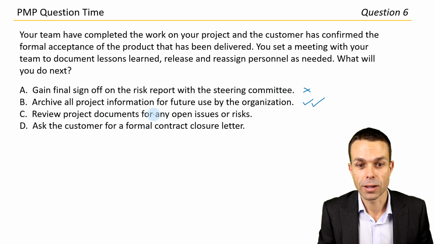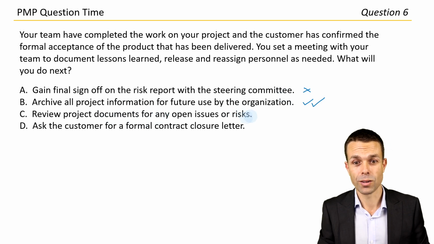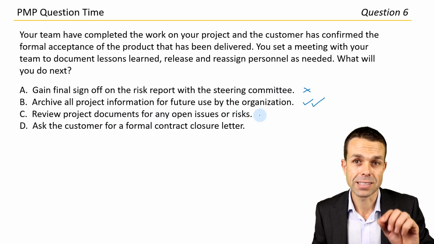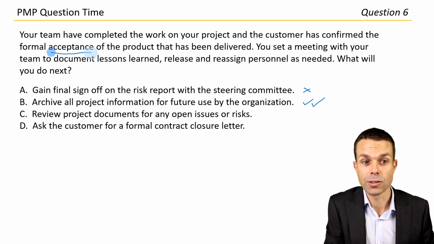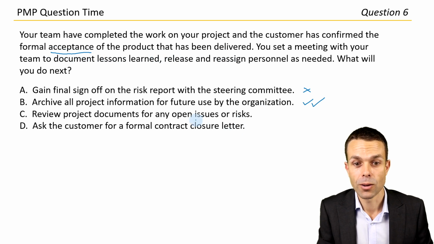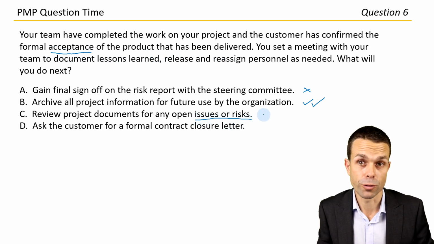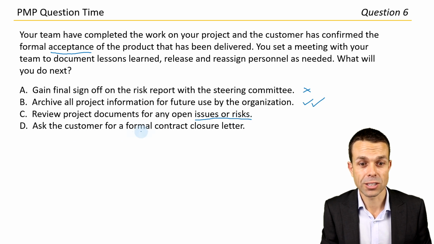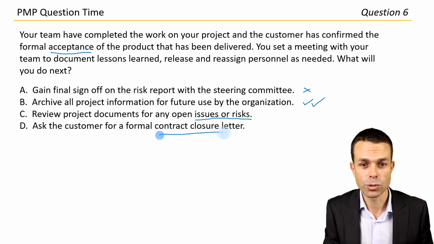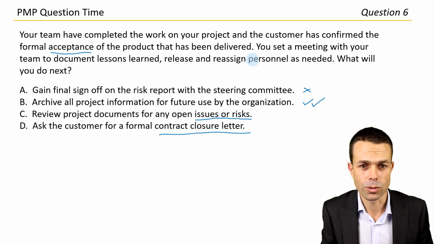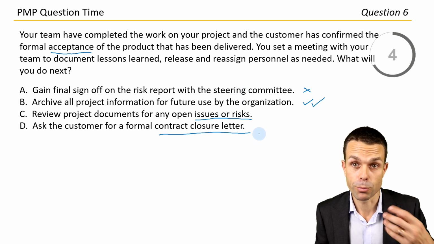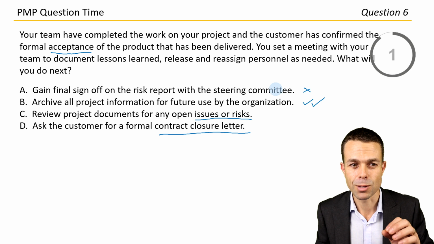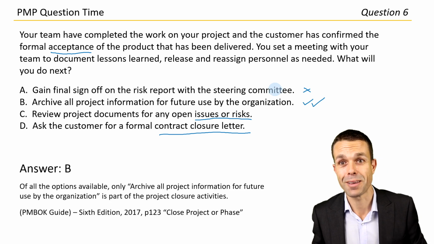Review project documents for any open risks or issues. Ooh, that could be good as well, except again, the product has already been delivered and accepted. So I think it's already accepted. By this time, issues and risks should have already been dealt with. Ask the customer for a formal contract closure letter. Oh goodness, that could be good as well. But I don't think that would be for more of a third party, like a vendor, for procurement. I really think it's going to be answer B. Let's try it. Okay, thank goodness.